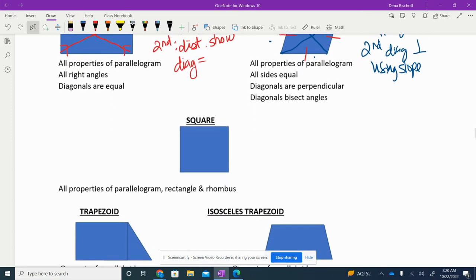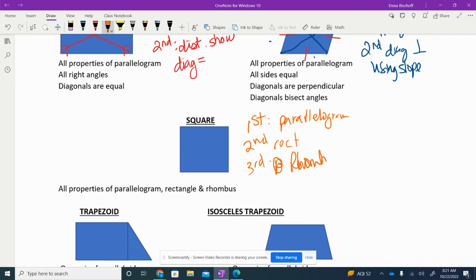And then lastly, another quadrilateral that we have is a square. If we have a square, we know that a square is first a parallelogram, and then we have to prove that it's a rectangle, and then we have to prove that it's a rhombus. And if we have a parallelogram that is a rectangle and a rhombus, by default, it is also a square.